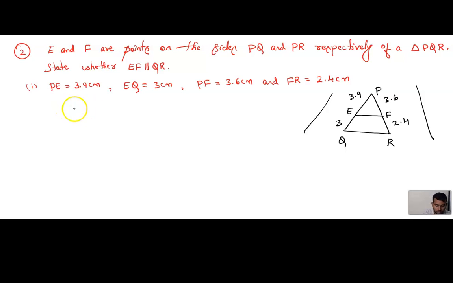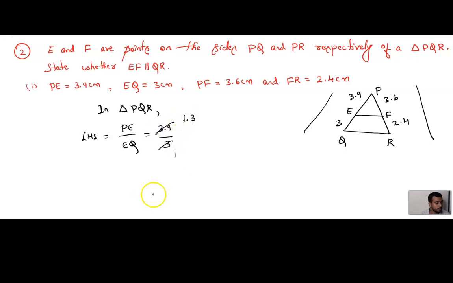Got it? Yeah. Solution. In triangle PQR, we are assuming that PE by EQ is my LHS. This is my LHS part. PE by EQ. How much is PE by EQ? 3.9 by 3. So 3 ones are 3, 3 ones are 3, 3 threes are 9. Point here. So what is the answer? 1.3 by 1.